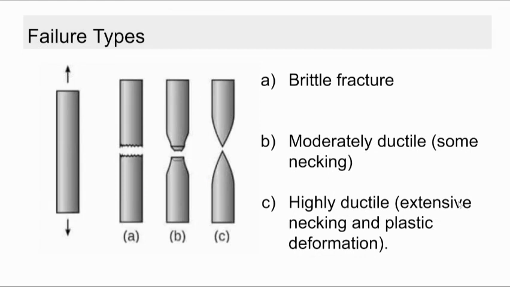Again, the type of fracture that occurs determines the property of the material. So we can see that A would be the type of fracture we'd find for a brittle material. B would be the type of fracture we find for something that's moderately ductile. There's some necking that has occurred. Whereas C is the type of fracture we'd find for something that's highly ductile. There's extensive necking and plastic deformation.